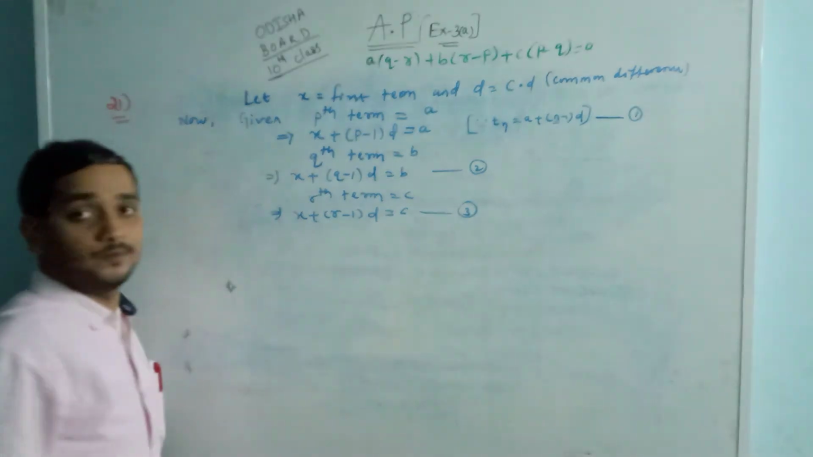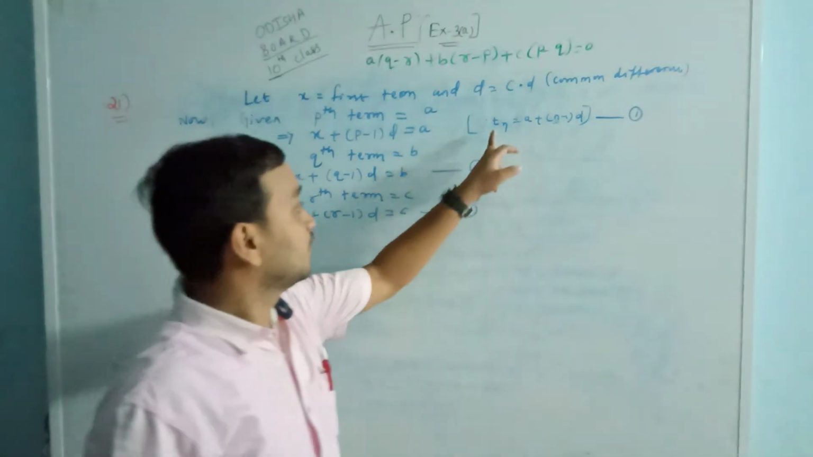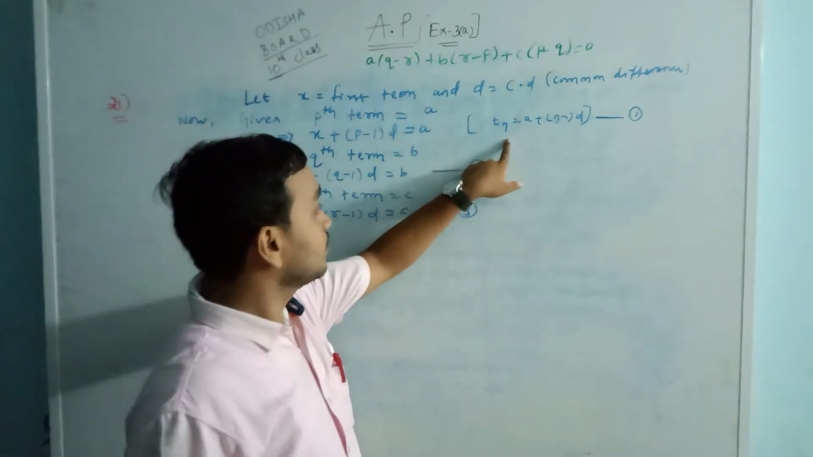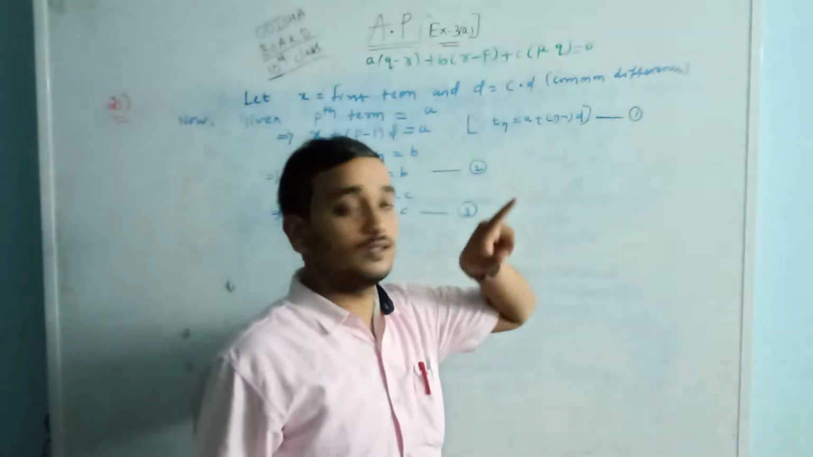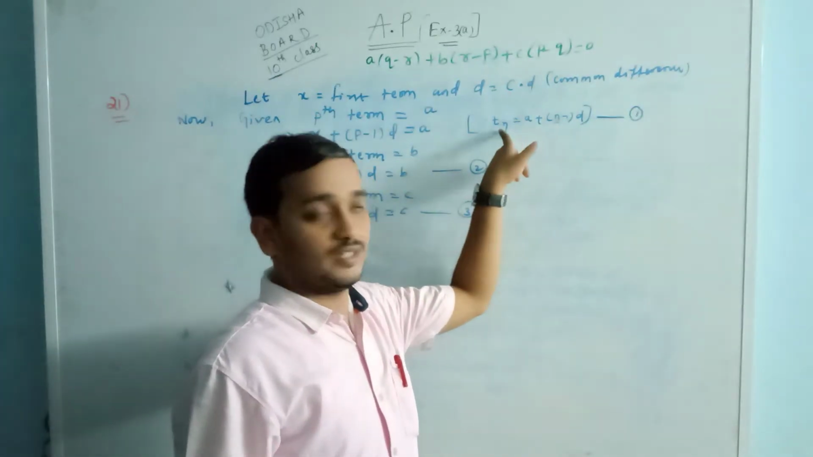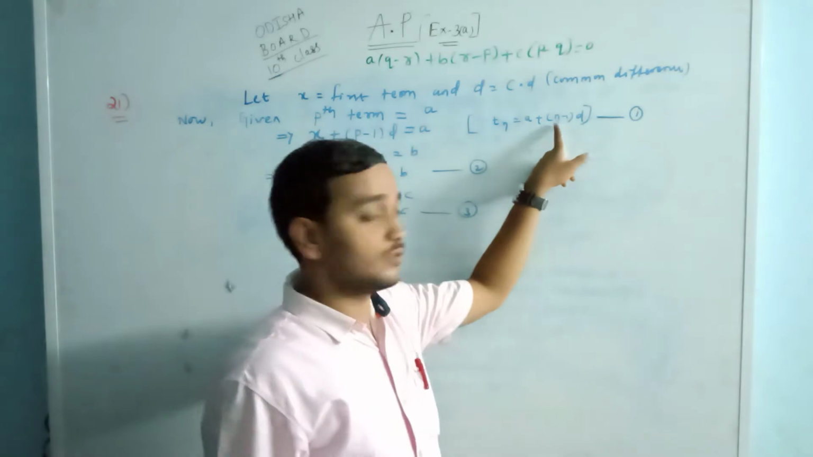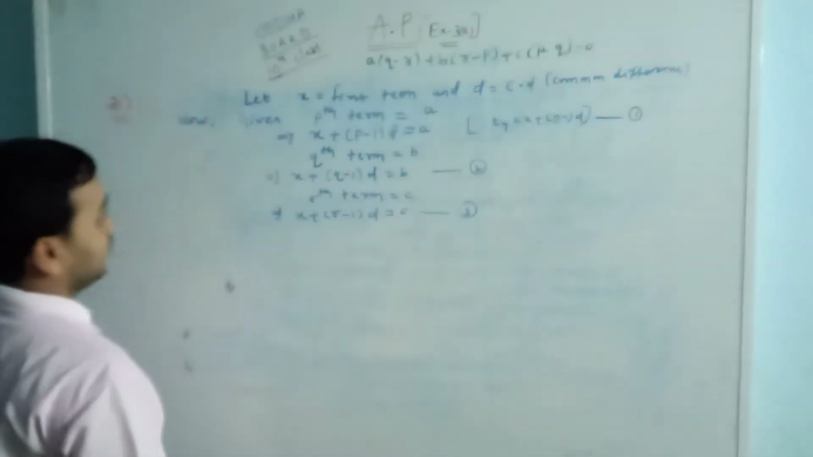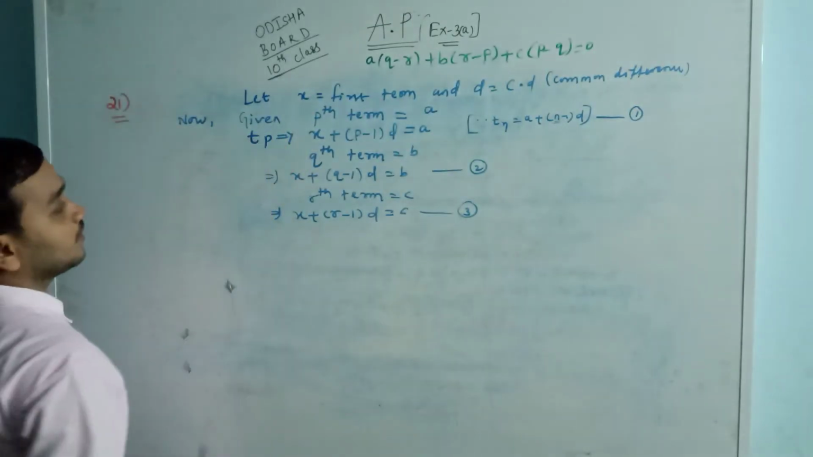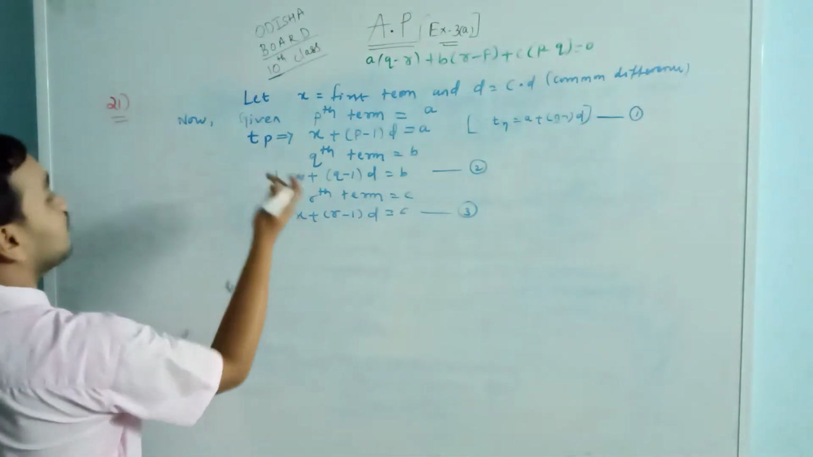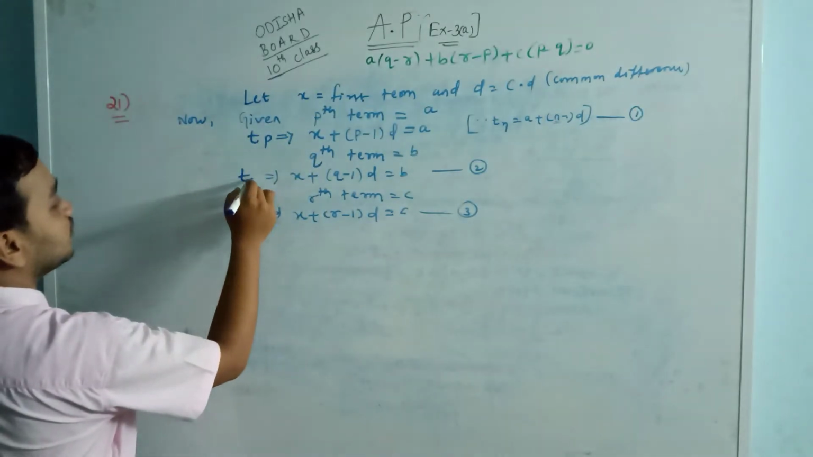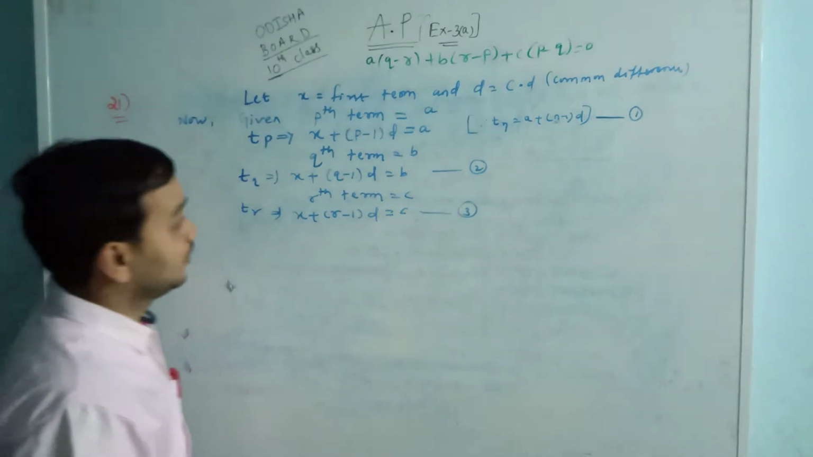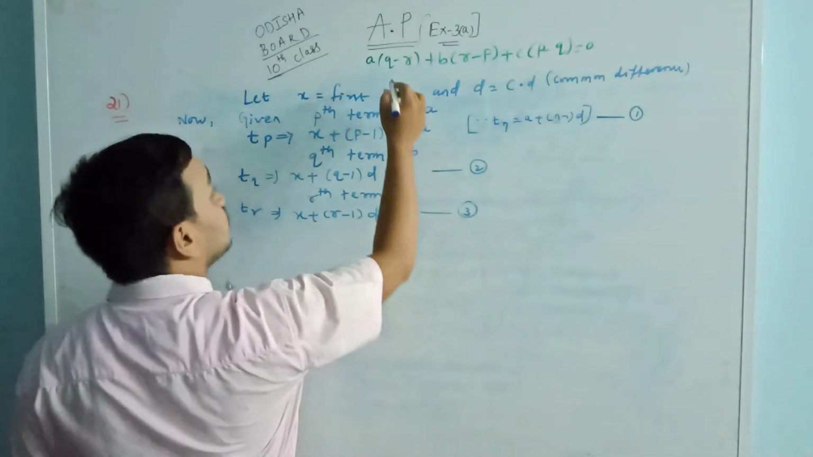All are the same formula, simple, nothing is difficult. Tn is equal to a plus (n minus 1)d, but we have to find the pth term, that means Tp, and put p in place of n. Here we can write Tp like this but it is not necessary. If you want, write Tq and Tr. Now see, we have to prove this.